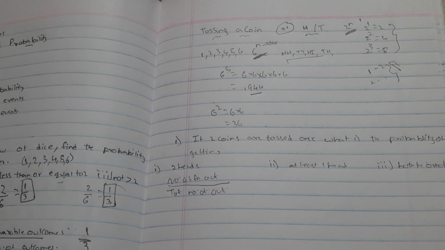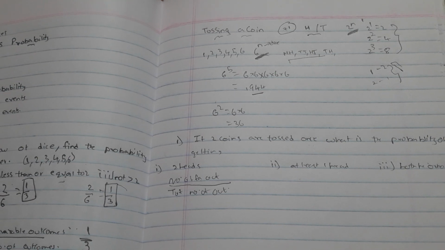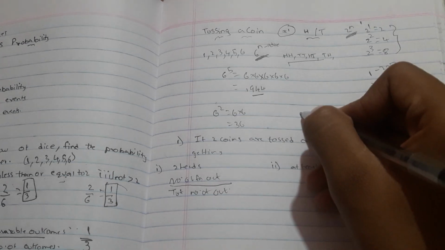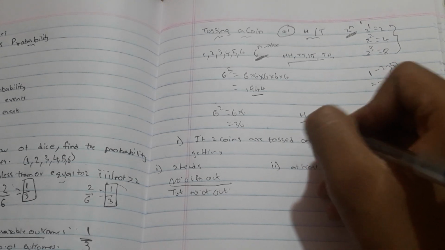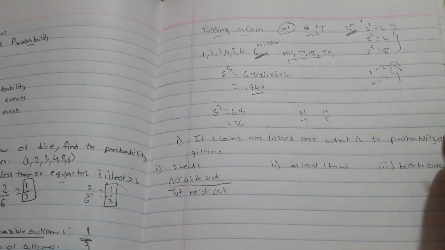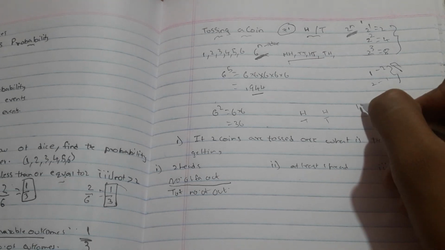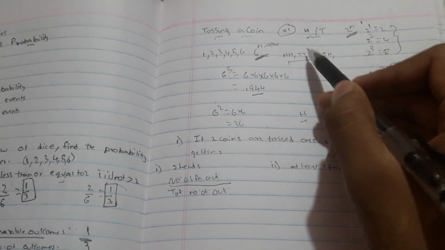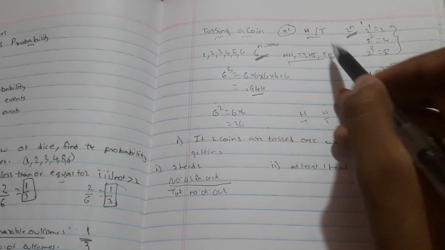How many times is there a chance of two heads? There is only one chance. So if you take two coins, heads, tails, heads, and tails, it may come heads and heads, or tails and tails, or heads and tails, or tails and heads.